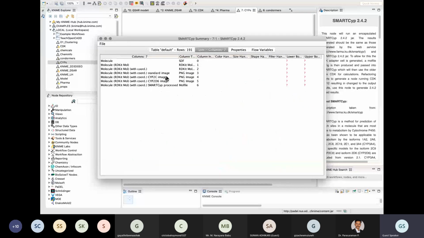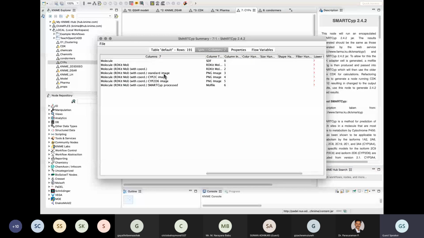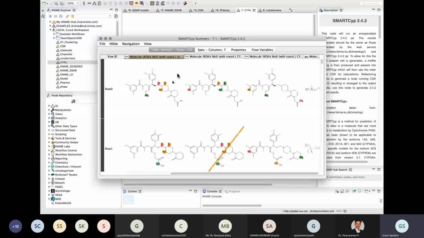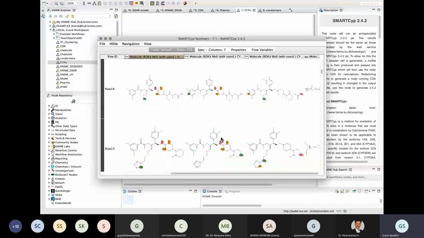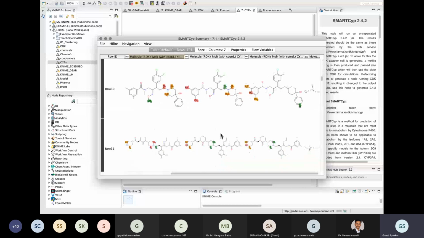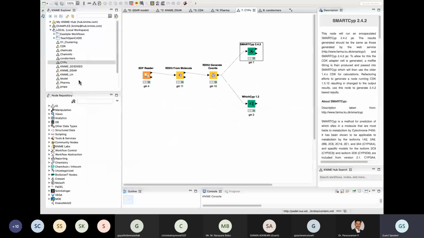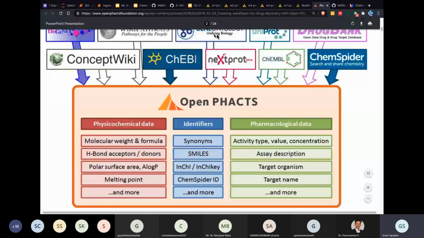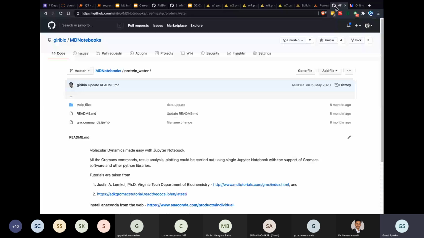So here we have 2C9, 2D6. These are the columns actually. Each column is for each isoform, and it is telling you which atom is sensitive to those particular isoforms of the P450. Anything else? I think mostly I covered. Yeah, mostly I covered.